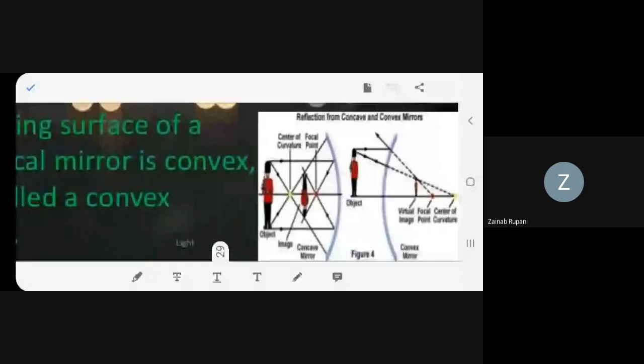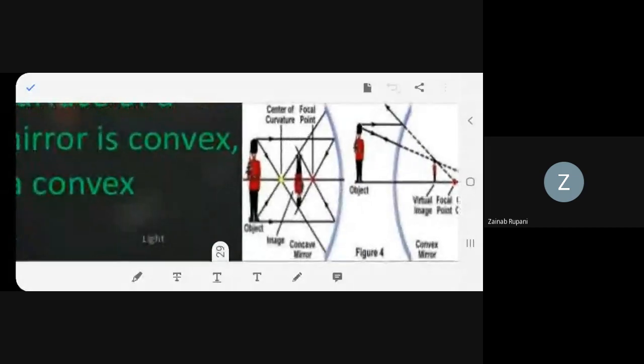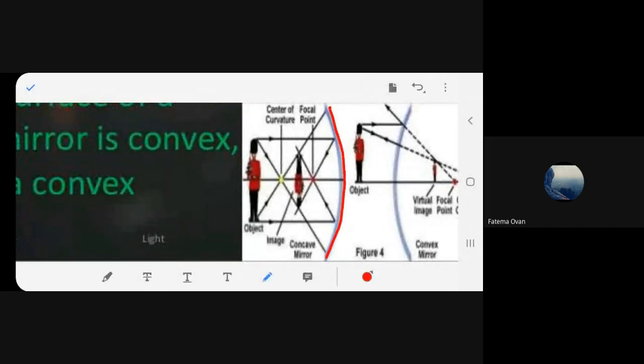This is the concave mirror. Can you see it over here on the left hand side? Yes, ma'am. This is the concave mirror. You see this here? Yes. This is the object. Can you see this man standing? Yes, ma'am.